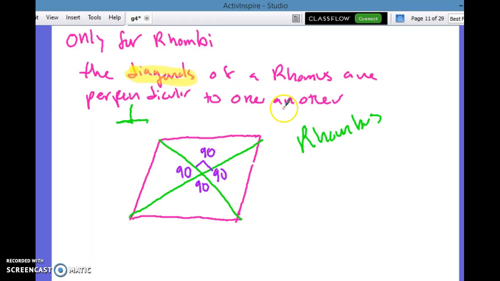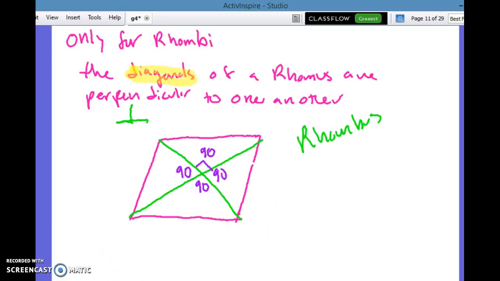Good so far? This is very, very helpful for us. Again, the diagonals, just the diagonals, not the size, not the interior angles, just the intersection will have all 90-degree angles. They're perpendicular to one another. Good so far? Excellent.